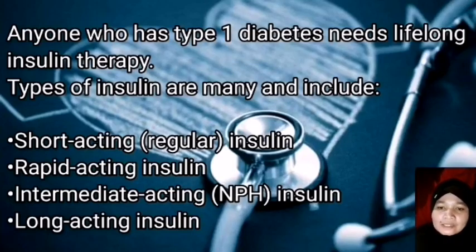Four ways to manage type 1 diabetes. So first, take insulin as prescribed. Then number 2, get regular physical exercise. Number 3, eat a balanced diet with accurate carbohydrate counts. Then 4, check blood sugar level as directed by a doctor.